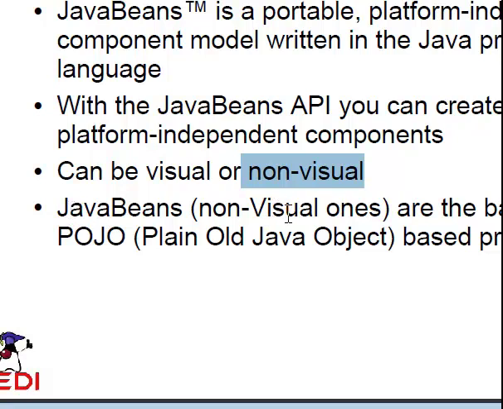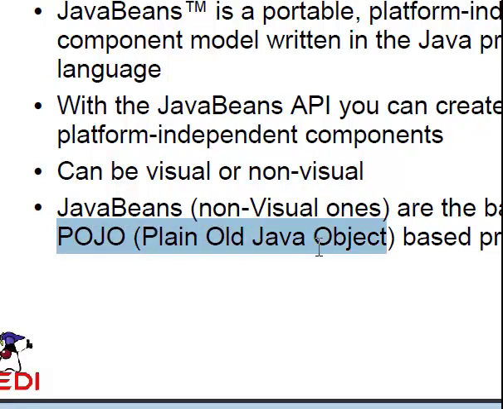And for non-visual components, JavaBeans are the basis of what is called POJO-based programming. I assume some of you have heard the term POJO, plain old Java object. This concept is very popular for building enterprise applications these days. The reason it's popular is that if you build your business logic in the form of POJOs, then you can do testing better. Also, object-oriented concepts such as inheritance, encapsulation, and polymorphism are taken advantage of. If you don't understand what I'm talking about, that's fine. That is more or less a back-end enterprise application concept for now. So when we say POJO, typically we are talking about a JavaBean.